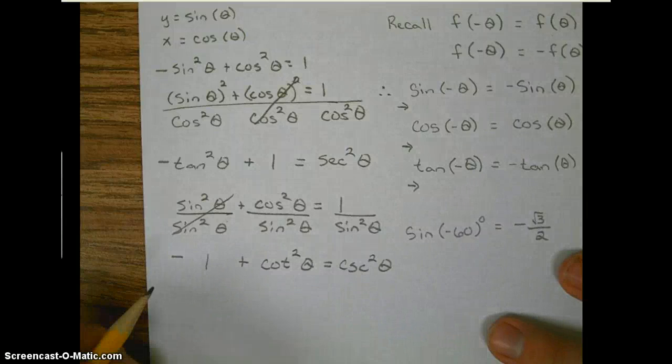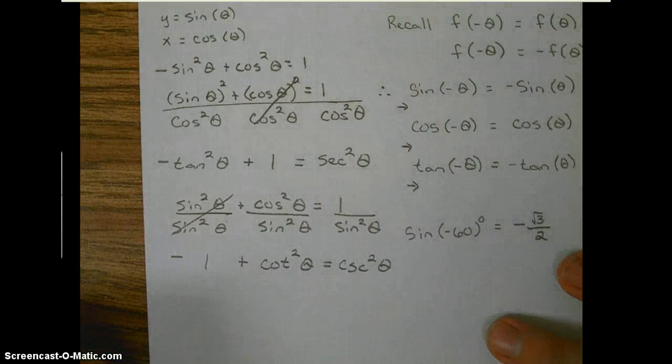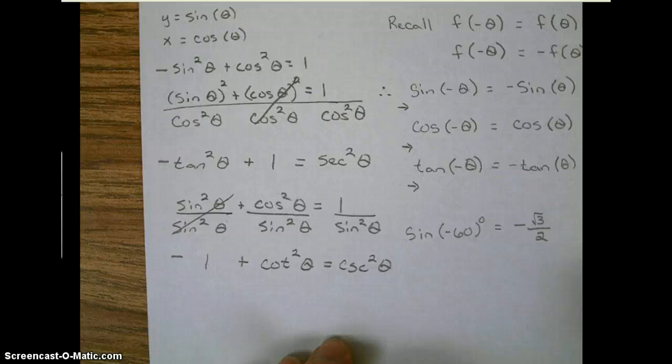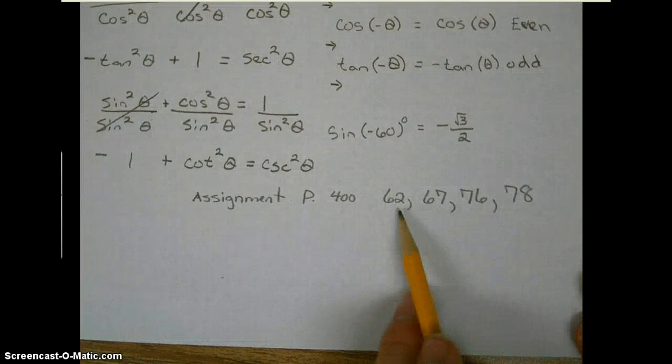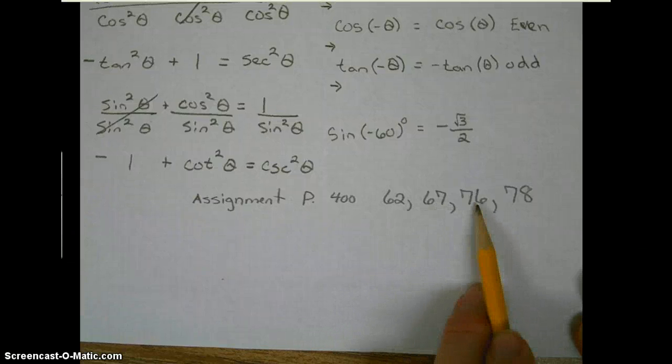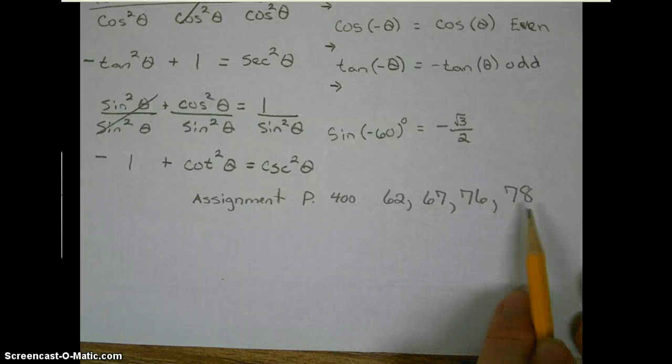Please be sure to look at the fundamental identities on the bottom of page 394. And here's your assignment. Just 4 more problems, 3 of them pertaining to the even and odd properties, and 1 pertaining to the properties of trigonometric functions. And I'll see you tomorrow.